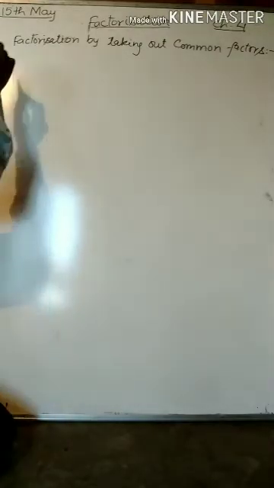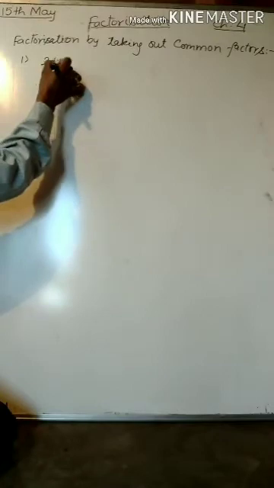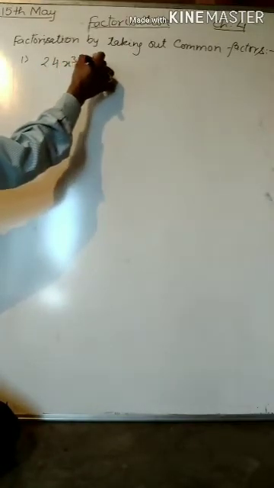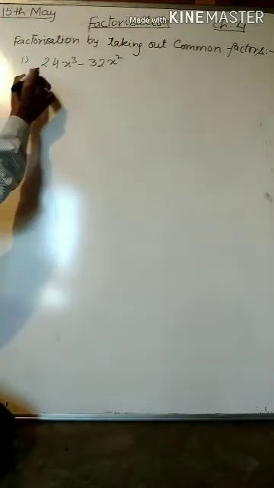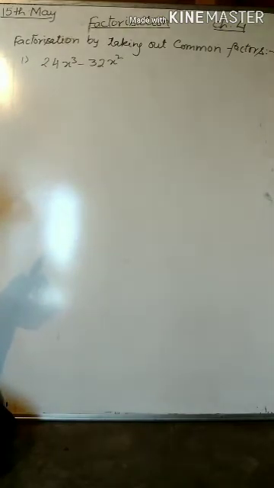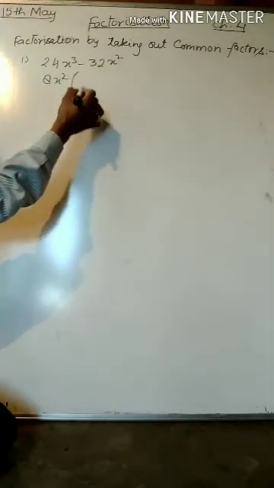See here. I am taking 24x cube minus 32x square. Factorization by taking common factors is the basic of factorizations. First, we have to see what is common in the whole expression. Here you have two terms, 24x cube minus 32x square. 8x square is common in both the terms. We will take it out.